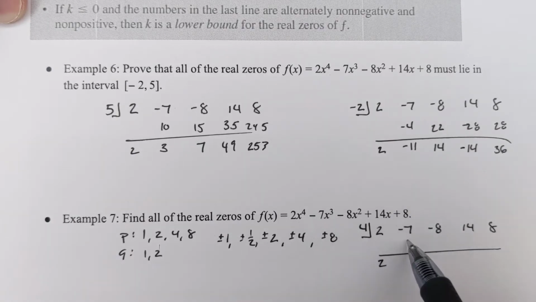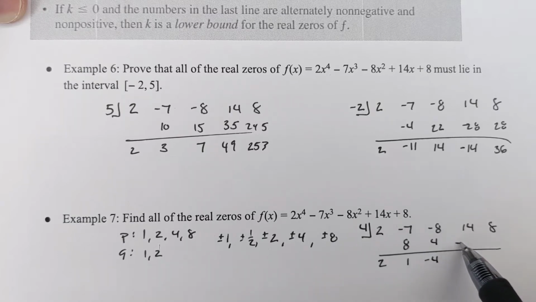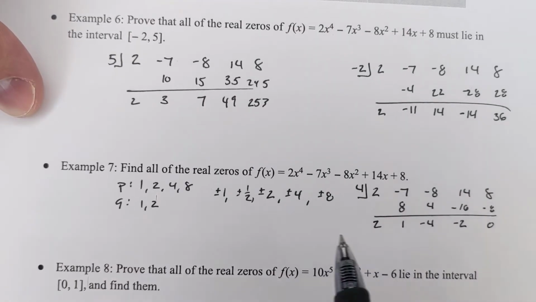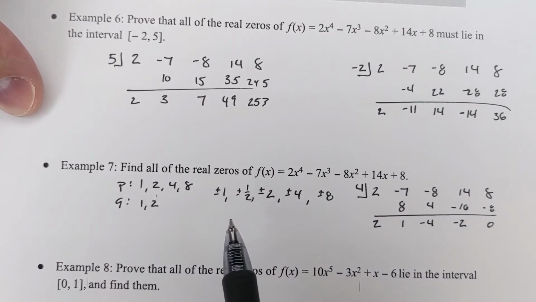So drop the 2 down, that's 8, which makes 1. That's 4, which makes -4. That's -16, which makes -2, which makes -8, which is 0. So that worked. Now the thing is, if I want to check, what's the other solution that's going to work?